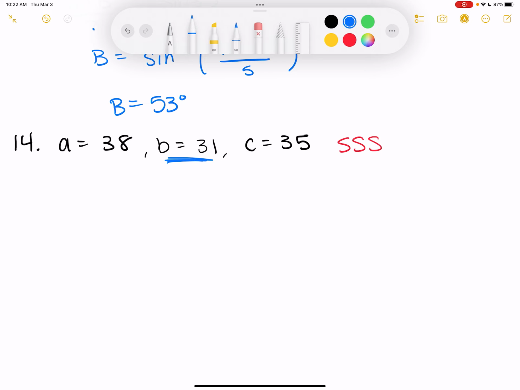Okay. I want cosine of B, that's the one I need to find. So B squared is equal to A squared plus C squared minus 2AC cosine B.